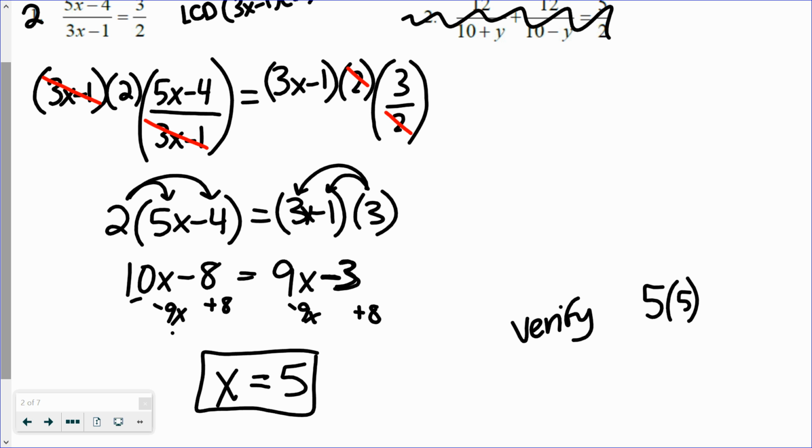Oh, I'm going to run out of room, aren't I? Oh no, what have I done?